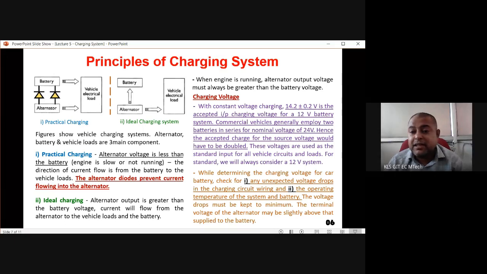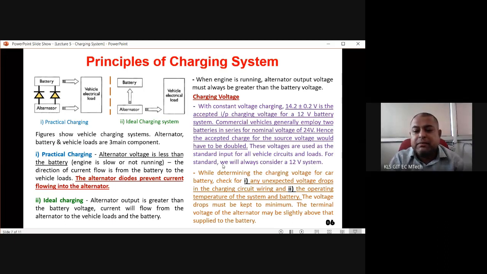Okay, that is the thing we have to see, so that there is no unexpected voltage drop or short circuit in the car or something. That should not be there. So wiring and all these things we have to check continuously. It should be very perfect. So check for unexpected voltage drop in the charging circuit or wiring. So in the charging circuit as well as in the car wiring, there should not be any fault.